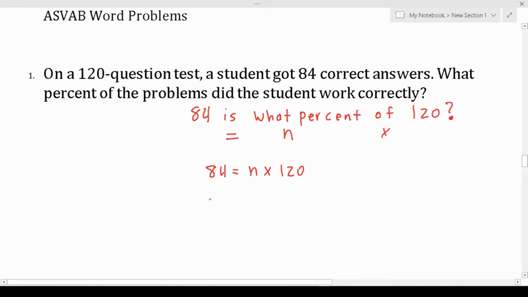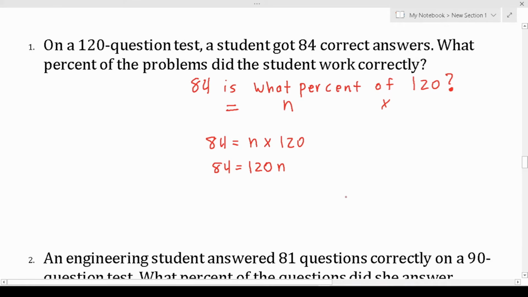Again, let's clean this up a little bit. This is 84 equals 120n. So as you can see, we're solving for n now. So let's divide both sides by 120 to get n by itself. This crosses out, leaving me with just n over here. As we can see, n is 84 divided by 120. So we can regard that as long division. 84 divided by 120. Let's go ahead and do this long division.